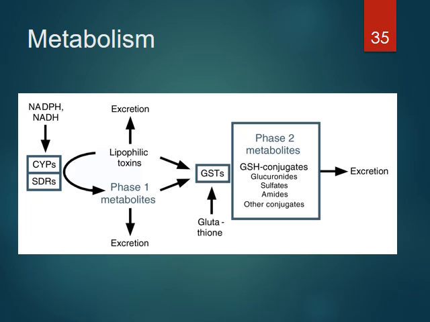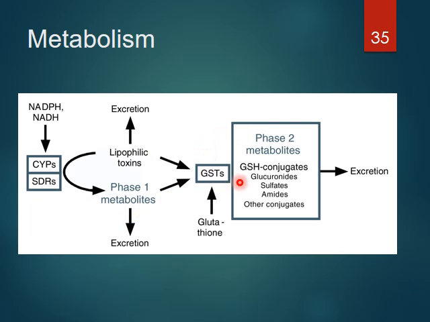So just looking here at this process, again, not every drug is going to go through phase 1 and phase 2. Some will undergo just phase 1, some undergo just phase 2, it just depends. But again, looking at this process, you can have things like your CYP enzymes. They'll be working to produce phase 1 metabolites, which again can be excreted from here.